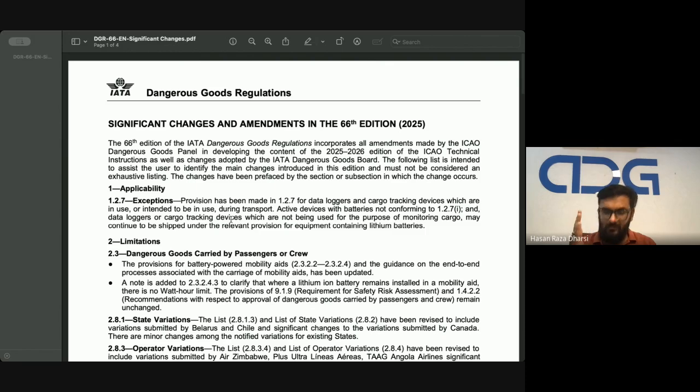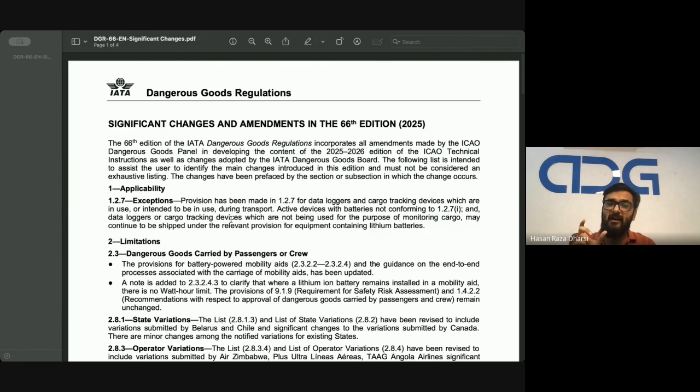starting from the very important section, Section 1, applicability. There is a change in 1.2.7 in exceptions, where they have made a provision for the data loggers and cargo tracking devices which are in use or intended to be used during transport. Active devices with batteries not conforming to 1.2.7, and data loggers or cargo tracking devices which are not being used for the purpose of monitoring cargo, may be continued.